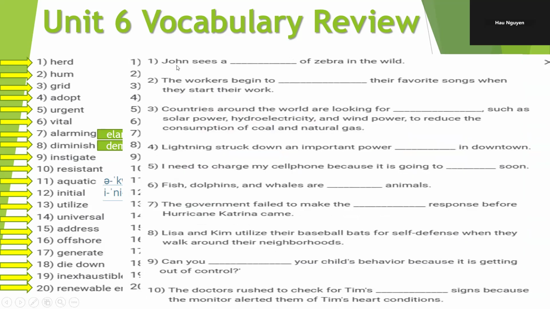Now, see if you can pause the video and use the words to complete the sentences below. John saw a blank of zebras in the wild. So if you said a herd, then you are correct. Number 2, the workers begin to blank their favorite songs when they start their work. So the workers begin to hum, begin to sing. Countries around the world are looking for blanks such as solar power, hydroelectricity, and wind power to reduce the consumption of coal and natural gas. So, looking for renewable energy.